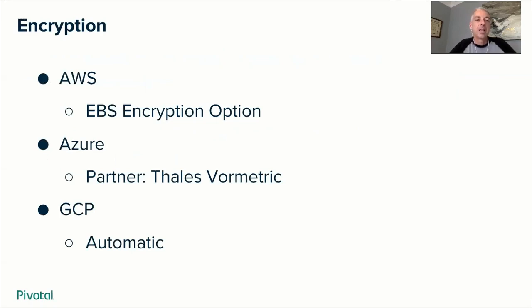So, encryption. Amazon has EBS encryption, and it's either a flag on or off, so you can have that very easily. On Azure, we found the best thing to do is use a partner, and Vormetric, for instance, is a partner of ours that can encrypt data at rest. And GCP is automatic. All of their disks are automatically encrypted.